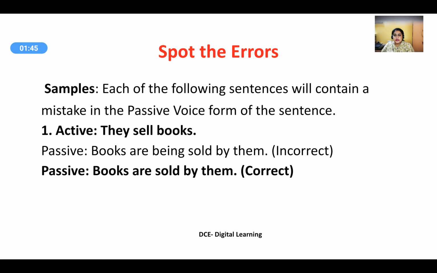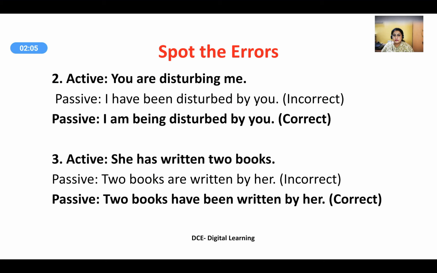Spot the errors. Each of the following sentences will contain a mistake in the passive voice form of the sentence. So let us see what will be the correct form then. Active voice: They sell books. In passive form, "books are being sold by them" is incorrect, and the correct answer is "books are sold by them." Active form: You are disturbing me. "I have been disturbed by you" is incorrect. And the correct form is "I am being disturbed by you."